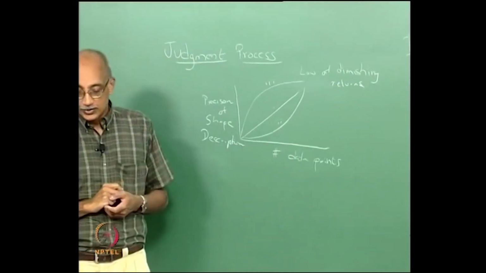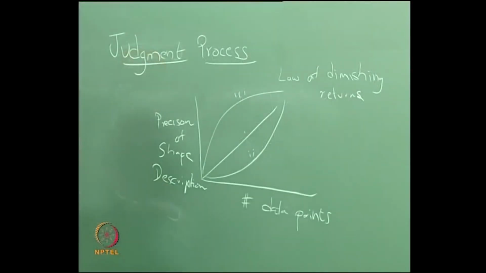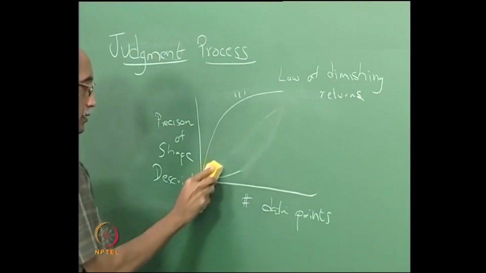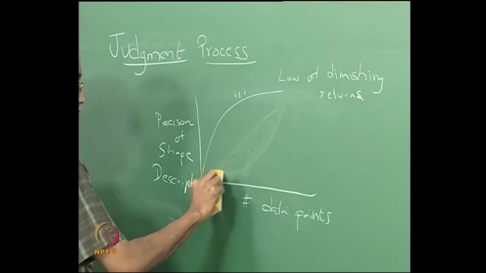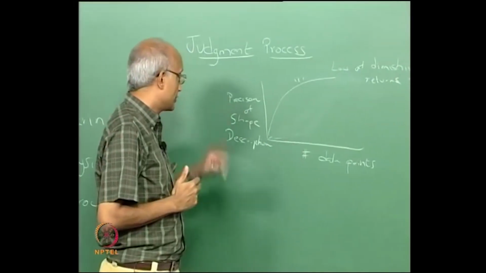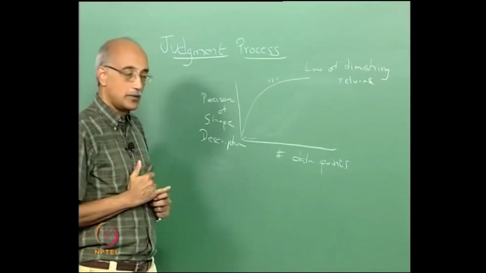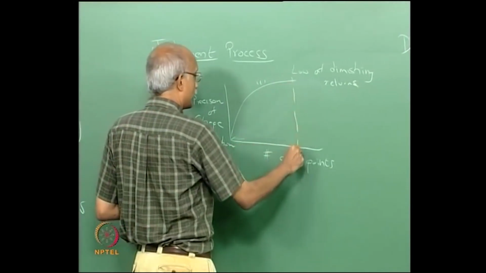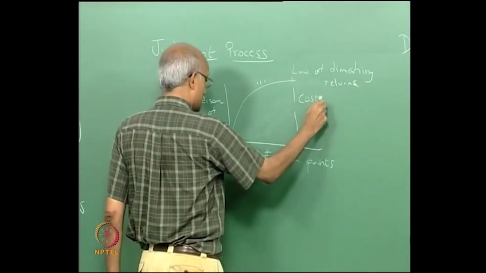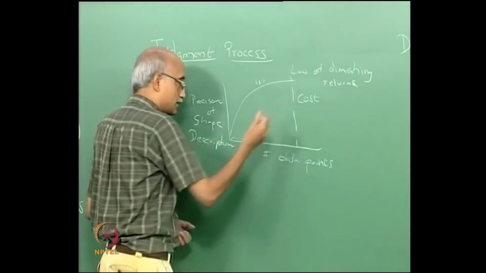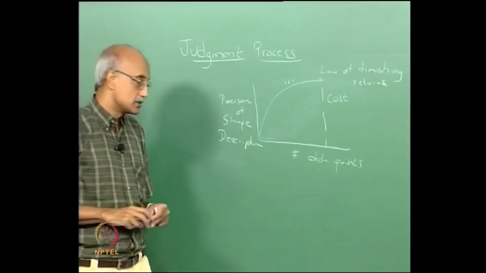So, what that forces you to do is to say, at what point do I stop? Now, this is what we have said is the expected shape of the number of data points versus precision of shape description. How about cost of analysis? Suppose I plot on this axis cost, let me do it in a different color, cost of analysis. What is that going to look like?